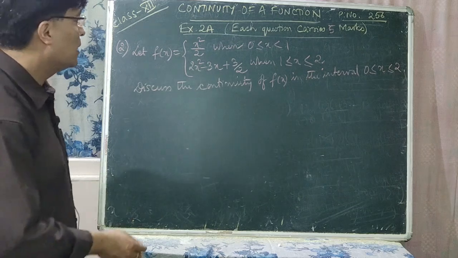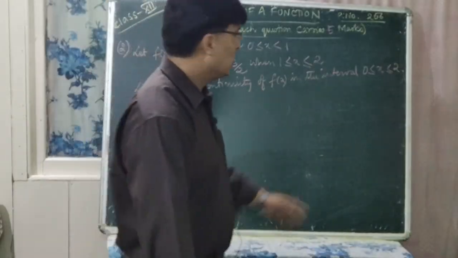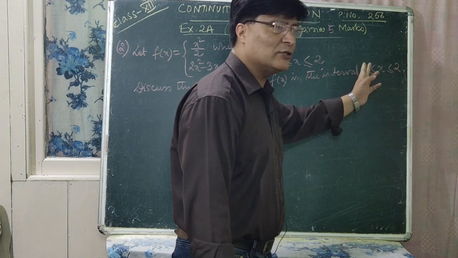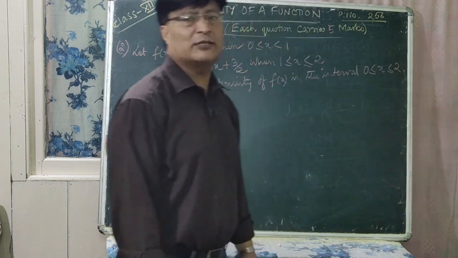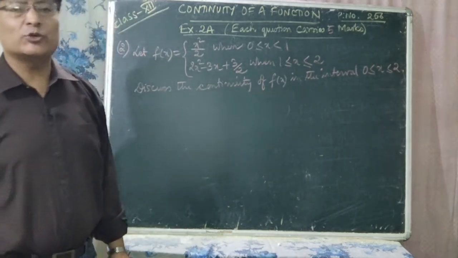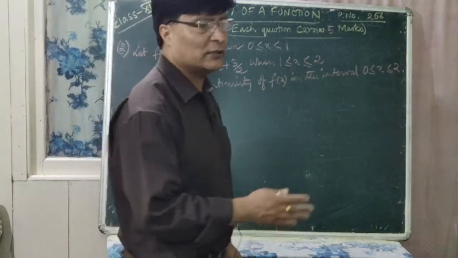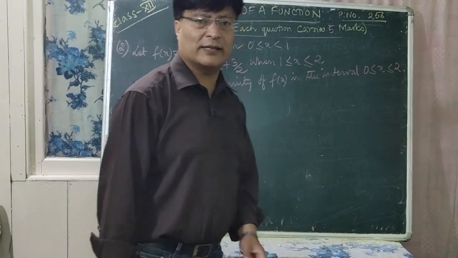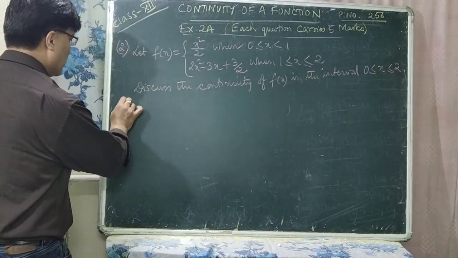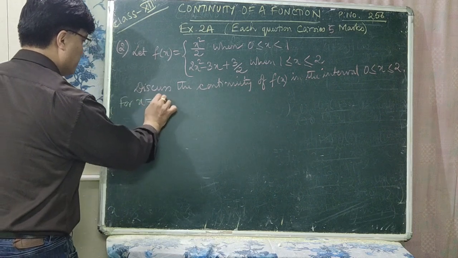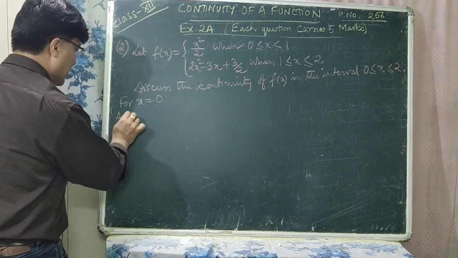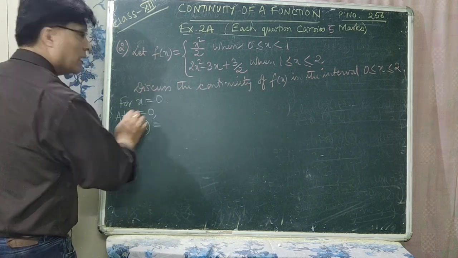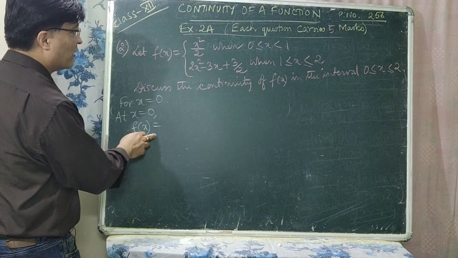Okay? So let us check the continuity at x is equal to 0 and on the right of x is equal to 0. So in this case, you cannot check the continuity of the function on the left of x is equal to 0 because it is given that x is greater than 0. Okay. Now for x is equal to 0. Now let us write down at x is equal to 0. What is the value for f of x?